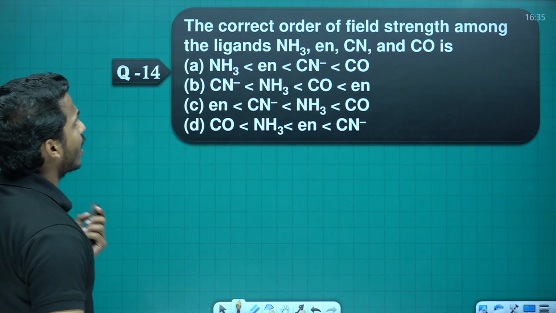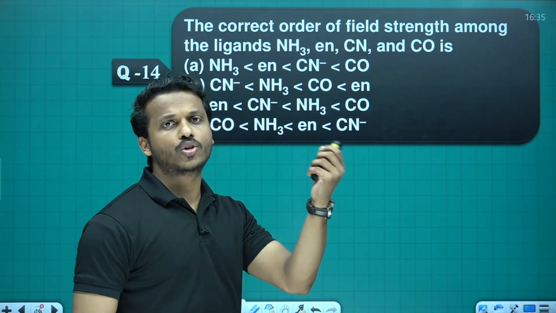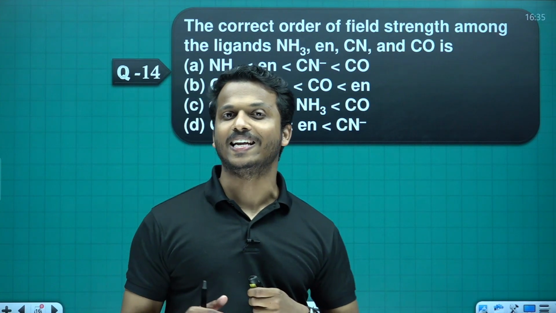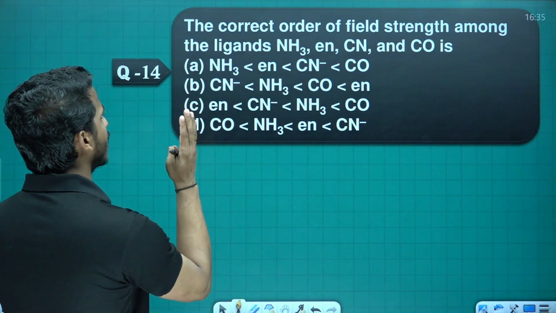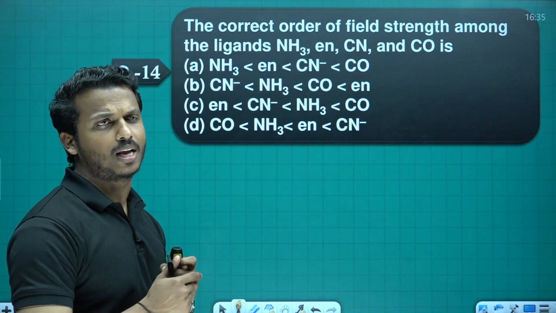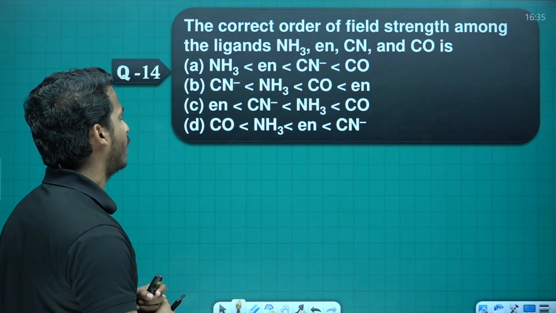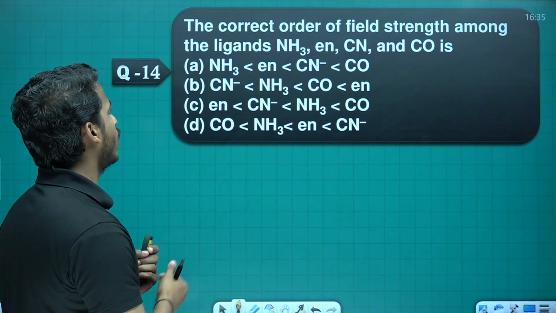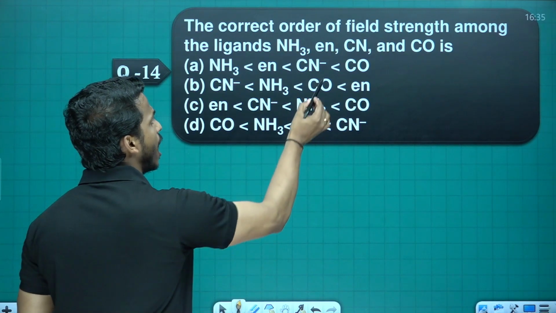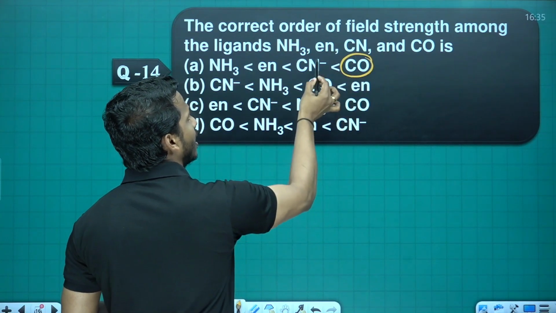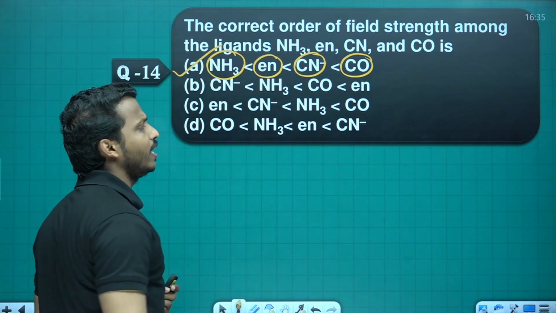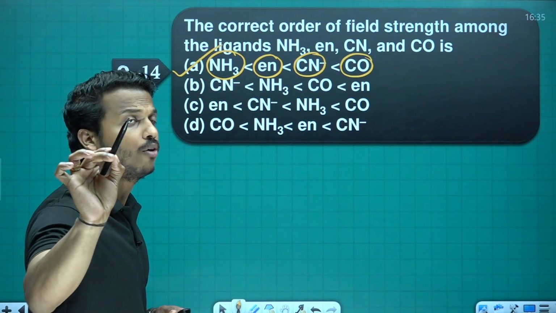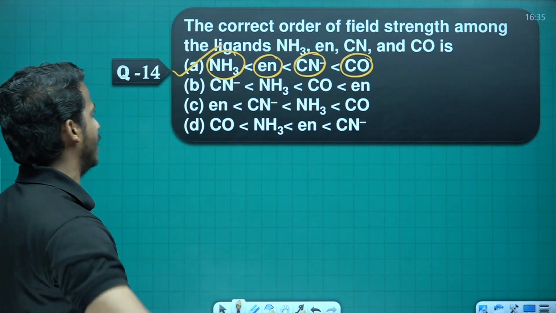Next one, what is the correct order of the field strength? You know, the spectrochemical series, arranged from weak ligand to strong ligand. Which is the correct order of the spectrochemical series? Many times this is a repeated question, my dear. Carbonyl is the strongest ligand, then cyanide, then ethane-1,2-diamine, then ammine. Option A is the correct answer. Please all of you study the spectrochemical series.